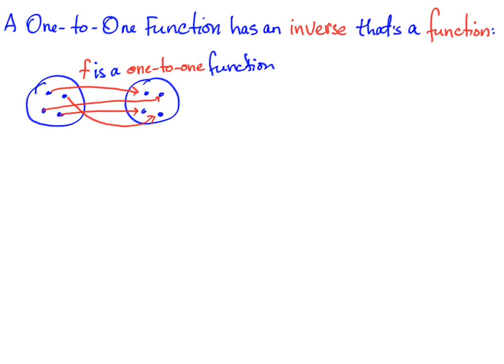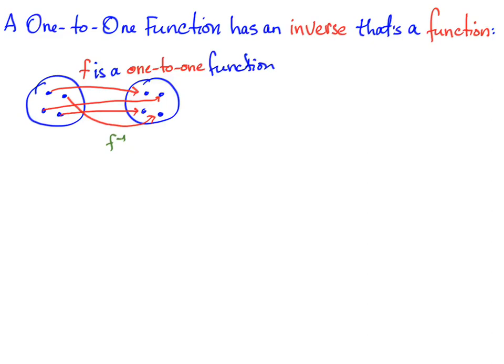To make it one-to-one, you look at the outputs on the right. Each output has only one arrow coming into it, so it only came from one input. Each dot only came from one input. So that means it's a one-to-one relation, so a one-to-one function.